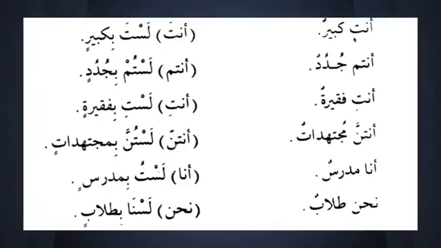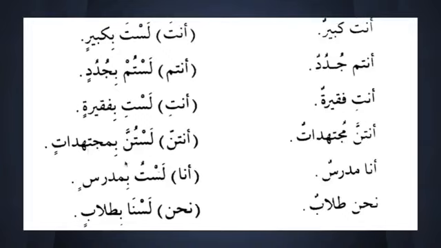So some more practice here. How to use anta kabirun. To use the second person, lasta bi kabirin. Anta lasta. Ta is ism laisa. Again, antum jududun, so lastum bi jududin. Anti faqiratun, lasti bi faqiratin. Antunna mujtahidatun. Mujtahidatun means hardworking. You're telling all the women, antunna, so say lastunna bi mujtahidatin.